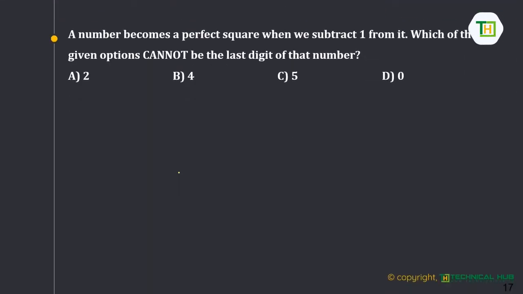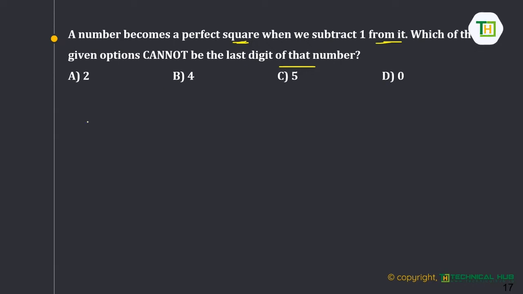A number becomes a perfect square when we subtract 1 from it. Which of the following given options cannot be the last 2 digits of that number? So read it again. What is given here? A number becomes a perfect square when we subtract 1 from it. Which of the given options cannot be the last 2 digits of that number?